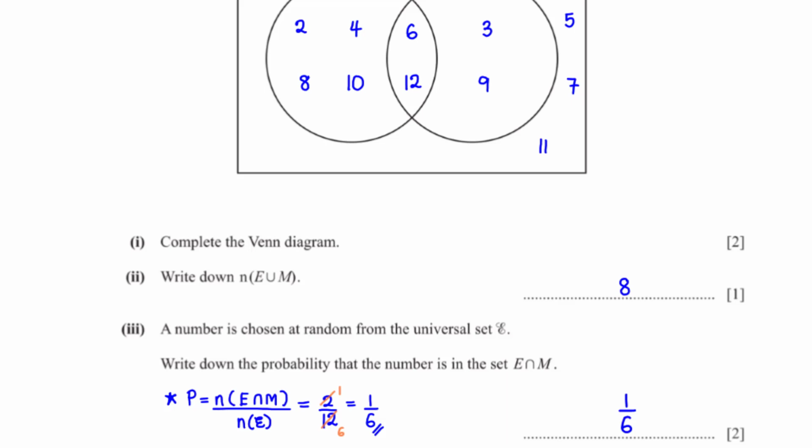A number is chosen at random from the universal set E. Write down the probability that the number is in the set E intersection M. This probability is equal to the number of elements in E intersection M, which is 2, divided by the total number of elements, which is 12. 2 goes into 12 one time and goes into 12 6 times. So we have 1 over 6.